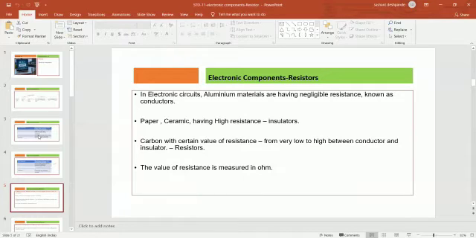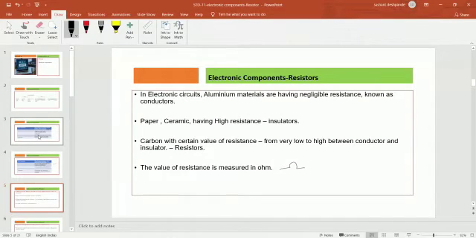Now there are materials which are in between conductors and insulators. They have resistance from low to high value between conductor and insulator. Such a material, which is carbon, is called a resistor. The value of resistance is measured in ohm. The sign is like this.